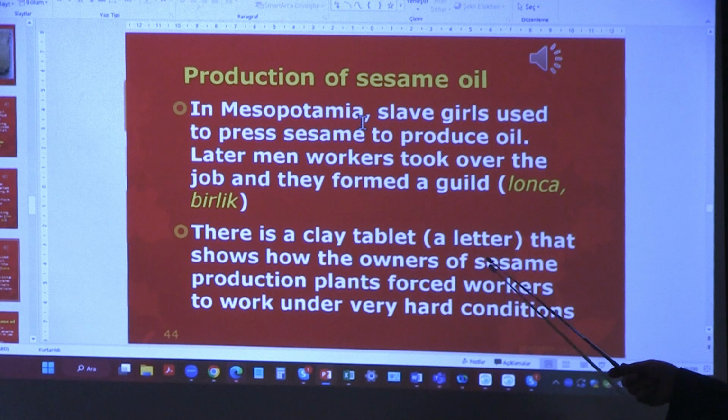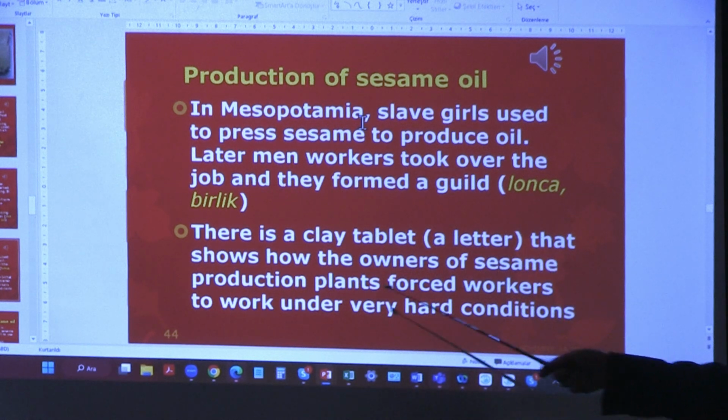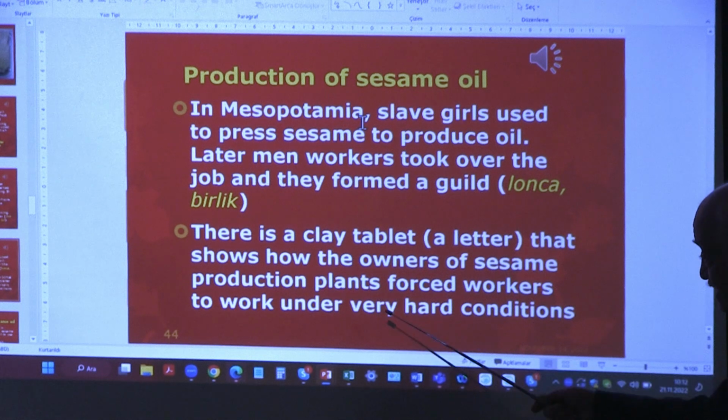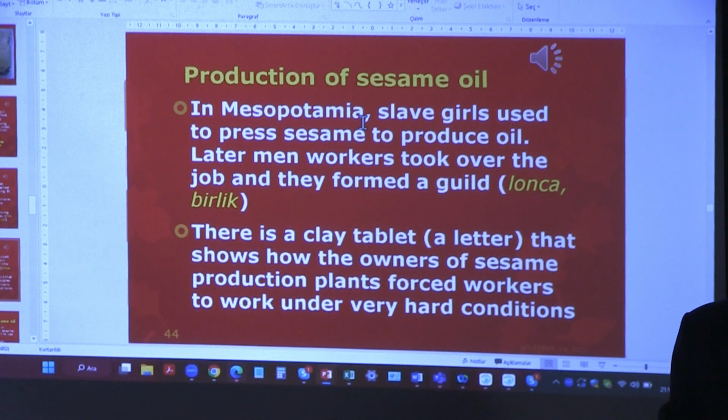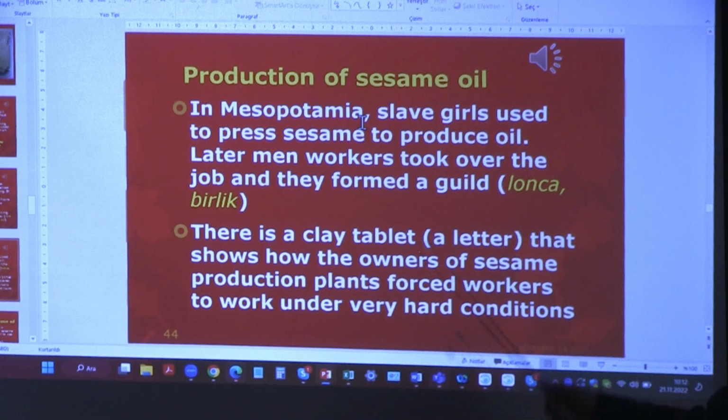So there's a clay tablet. It's a letter that shows how the owners of sesame production plants forced workers to work under very hard conditions, just like in the Middle Ages and even today in some developing countries. So the bosses always force the workers to work more and more. They don't care what happens to them. So it's like torturing. So people are the same all the time. The attitude doesn't change. Rich people want to earn more money, and the workers cannot go away because if they go out, they cannot find another job.